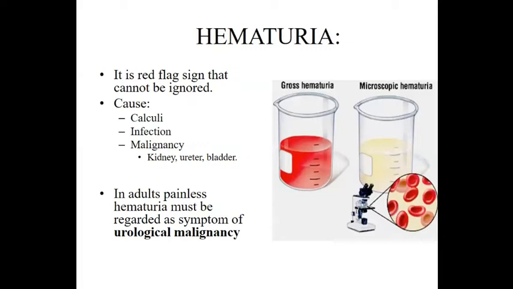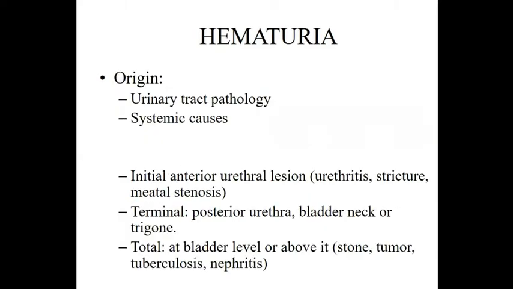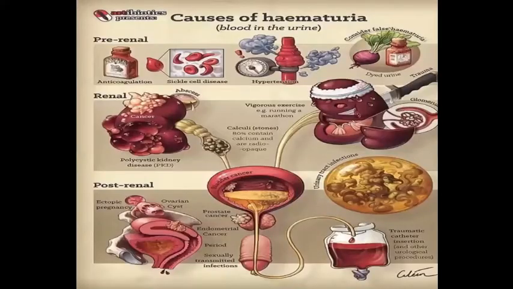There are different causes of hematuria, mostly calculi, infection, and malignancy in the kidney, ureter, and bladder. In adults, painless hematuria must be regarded as a symptom of urological malignancy. The origin of hematuria could be urinary tract pathology or systemic causes. As Dr. Halimullah mentioned, initial hematuria from an anterior urethral lesion causes urethritis, stricture, and meatal stenosis. Terminal hematuria is from the posterior urethra, bladder neck, or trigone, and total hematuria is at the bladder level or above. It could be stone, tumor, tuberculosis, and nephritis.